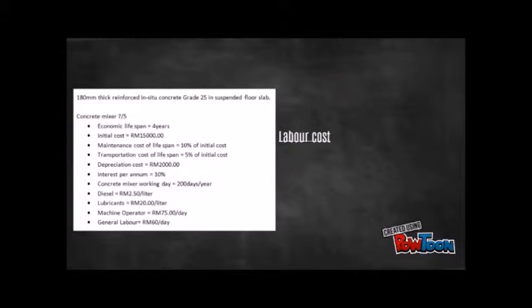Following is the calculation of labor cost. Labor constant for hoisting, placing, compacting and packing concrete around reinforcement bars for 150 mm to 300 mm thick suspended floor slab is 7.5 hour per meter cube. Times the labor constant with general labor cost per hour to get labor cost per meter cube.